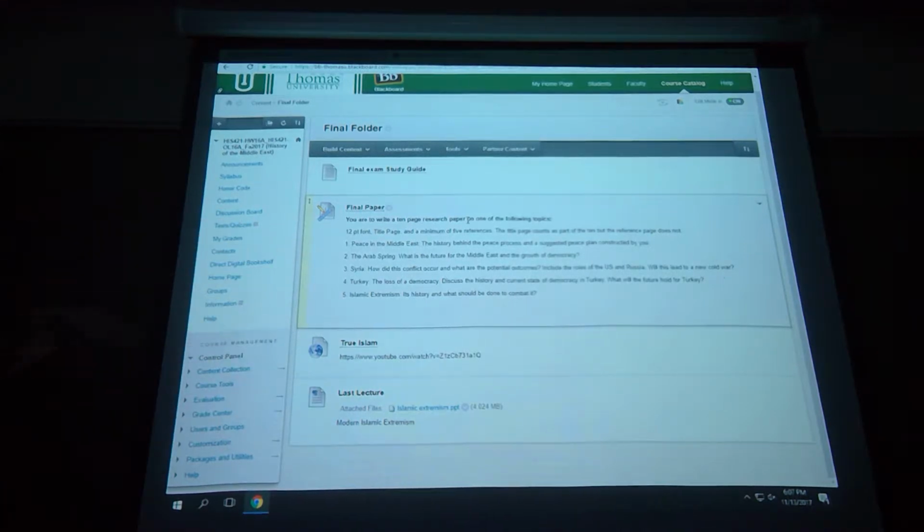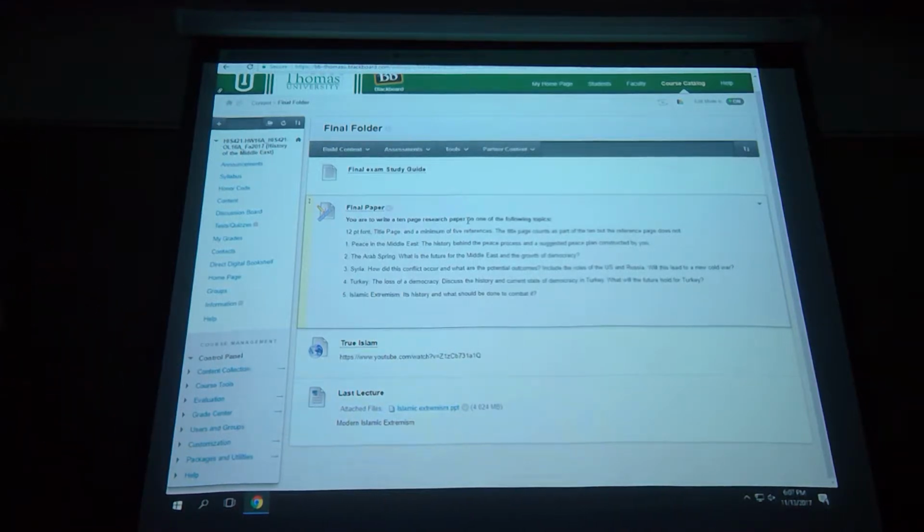So, Turkey, the loss of democracy: discuss the history and current state of democracy in Turkey and what the future holds. And the last, Islamic extremism. Okay, it's a very broad topic. It's history and what should be done to combat it.